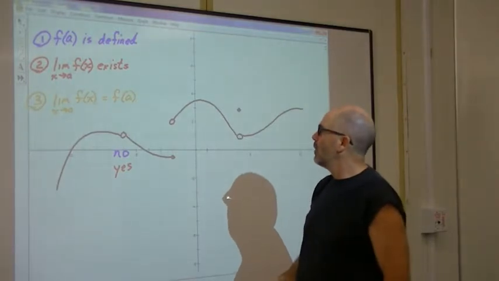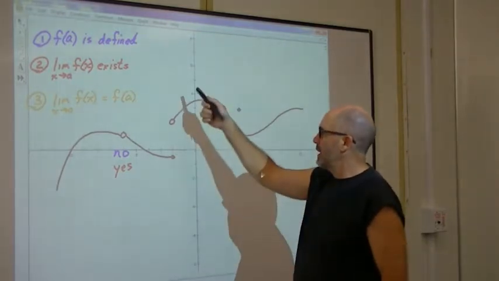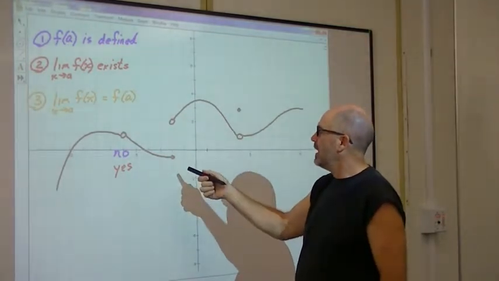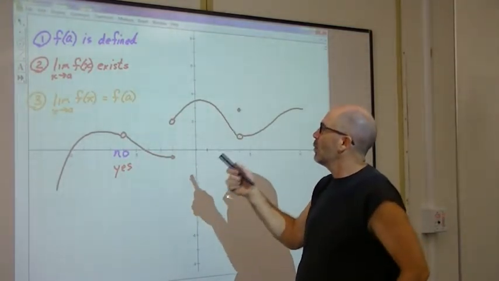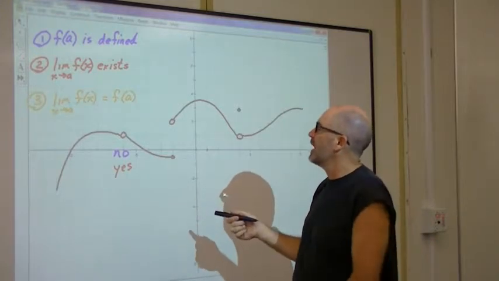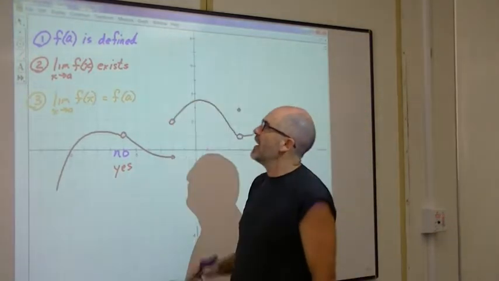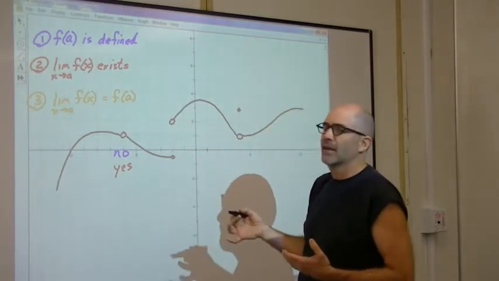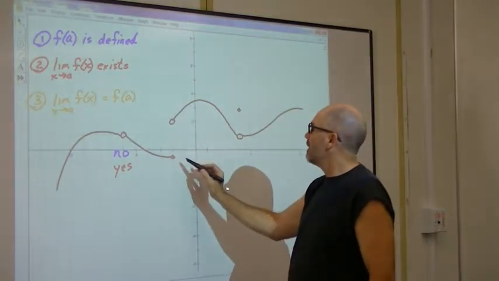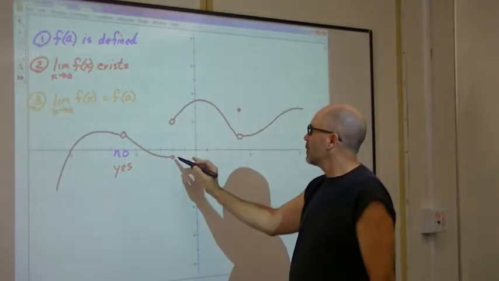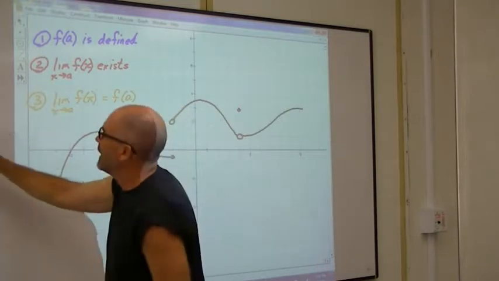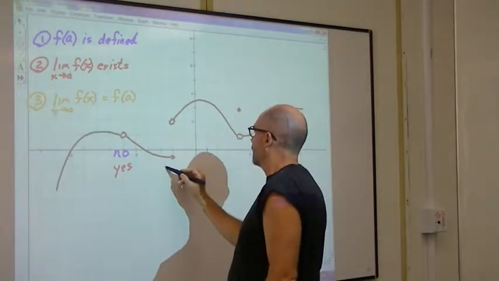Okay, so next point of discontinuity, we have jump discontinuity here. And so let's see which one of these rules is violated. Is f of a defined? Yes, it is. F of -2 equals -1/2. So f of a is defined.